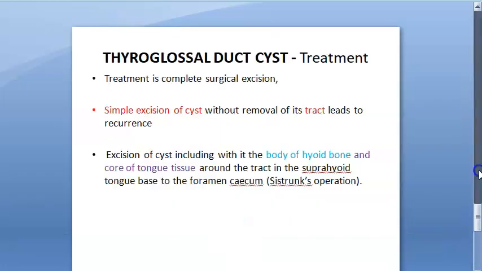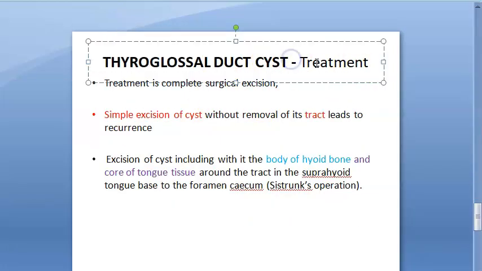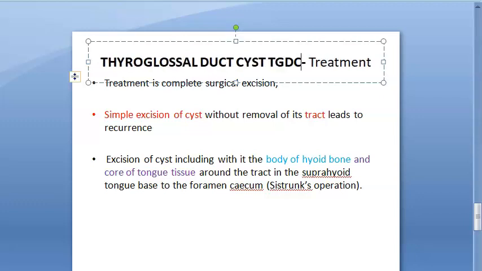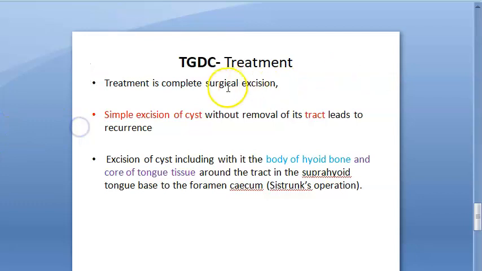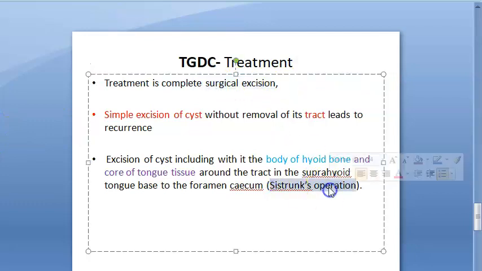What do you say, people? So the treatment for this TGDC, thyroglossal duct cyst, is surgical excision. And how will you do surgical excision? Sistrunk operation. So this is what you have to write in the exam. It is called a Sistrunk operation.